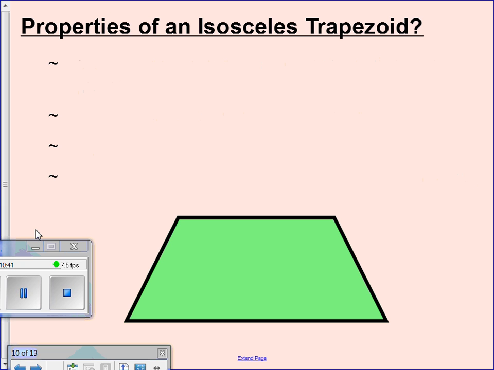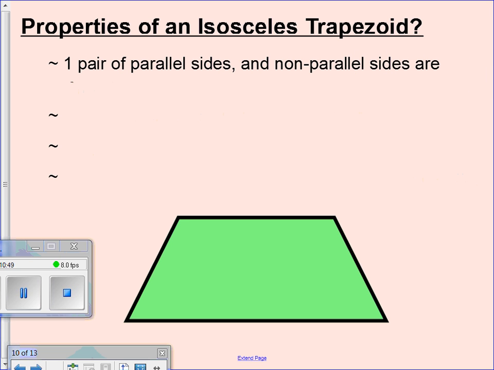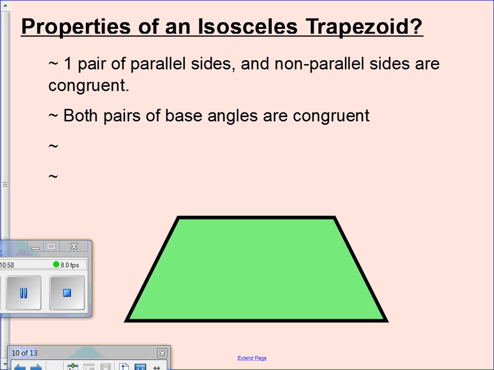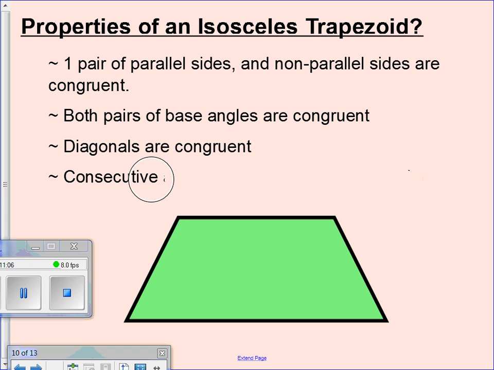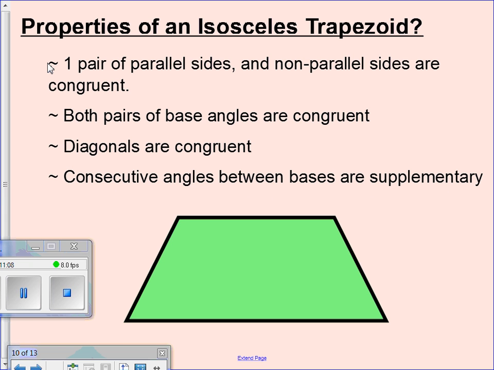Okay, last shape, the isosceles trapezoid. First property, really how we identify it: one pair of parallel sides, non-parallel sides are congruent. Also, sorry, I missed that, both pairs of base angles are congruent. Also, diagonals are congruent, very similar to the rectangle. And lastly, consecutive angles between bases are supplementary.